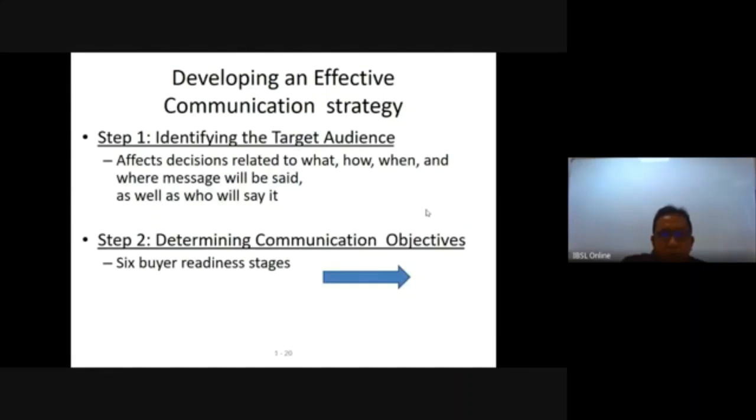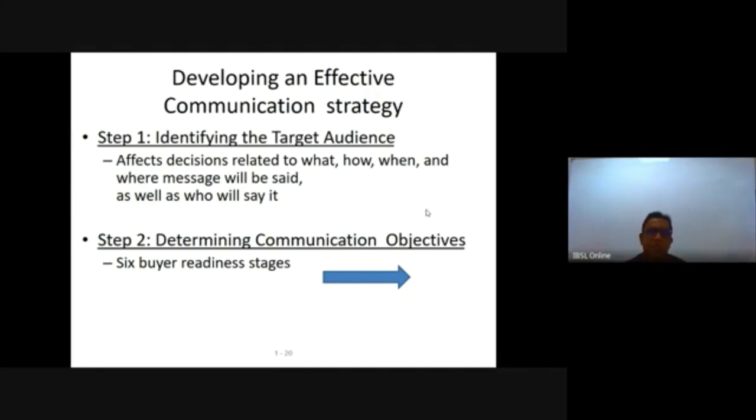Right? So let's see some further details on this. In a communication strategy, what is most important is to identify the target audience, to whom you want to communicate. Because otherwise, if you don't know the target audience, what you tell, how you tell, when you tell, who will say it, and where the message will be said, all those depend on the target audience.